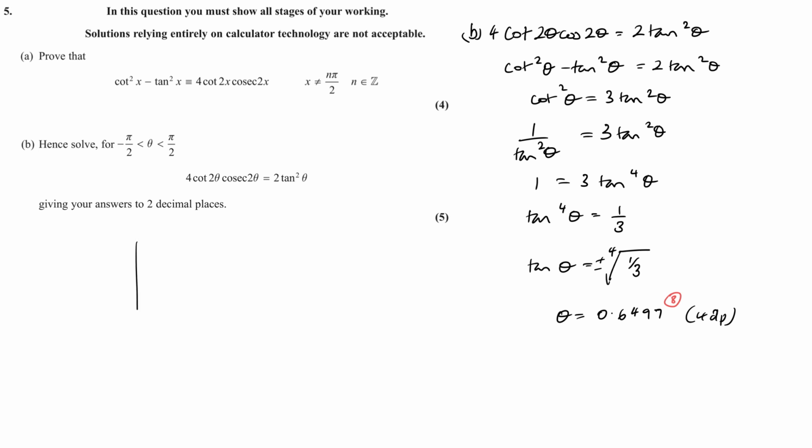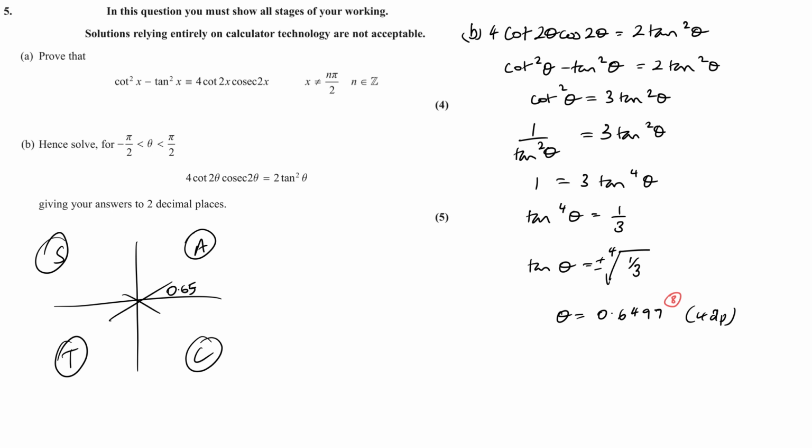Now what I need to do is think about what's happening. I need all the possible answers. So I'm thinking of my CAST diagram. This is basically 0.65 there. And we're looking at when tan is both positive and negative. Yeah, positive and negative. We've got 2 solutions. So we're actually looking in all 4 quadrants.